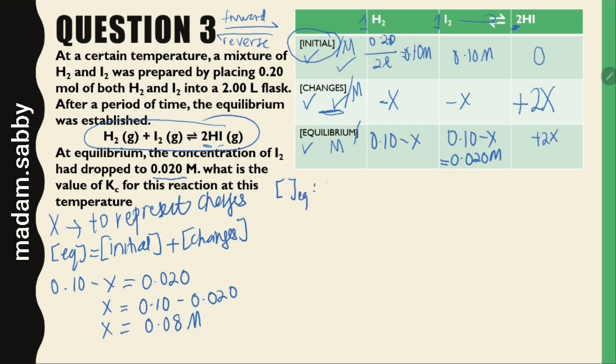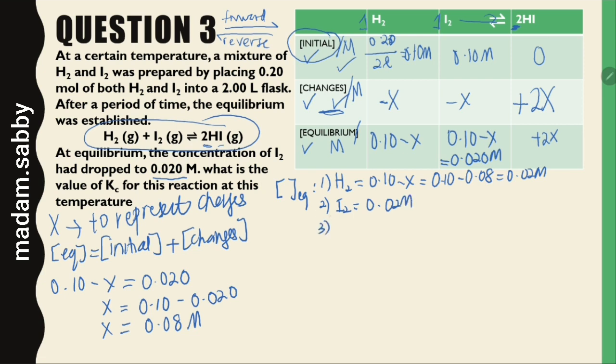Now you have to calculate the equilibrium concentrations. First, for H2, 0.10 minus X equals 0.10 minus 0.08, and you will get 0.02 molar. For your iodine, it's the same, 0.02 molar.